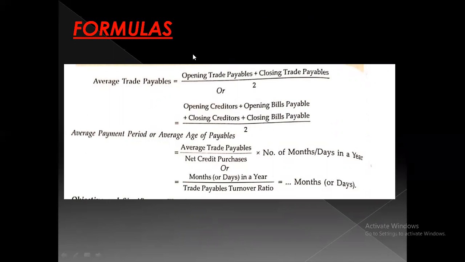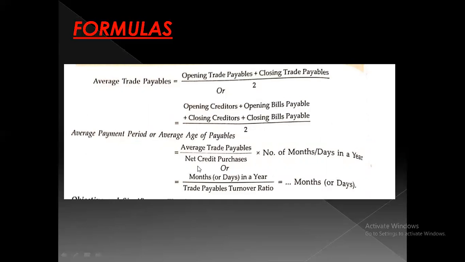the formula will be opening trade payable plus closing trade payable divided by 2, or opening creditors plus closing creditors divided by 2 plus opening bills payable plus closing bills payable divided by 2. So this way we'll calculate average trade payables. And average payment period or average age of payable will be calculated.